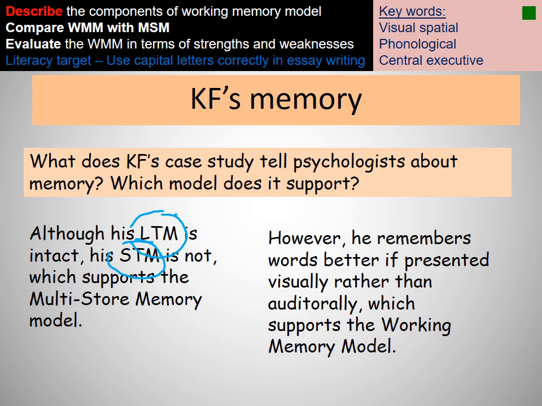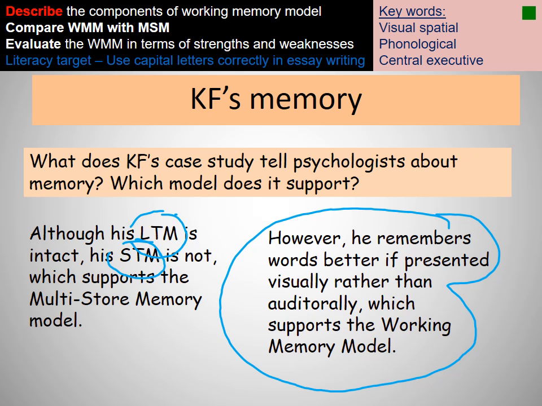However, in using KF as evidence for the working memory model, it's interesting that he remembers words if they're presented to him visually rather than auditorily, so rather than listening to them. That supports the idea of the working memory because it suggests that the auditory store and the visual store must be two separate stores for one to be damaged and for the other to be working.